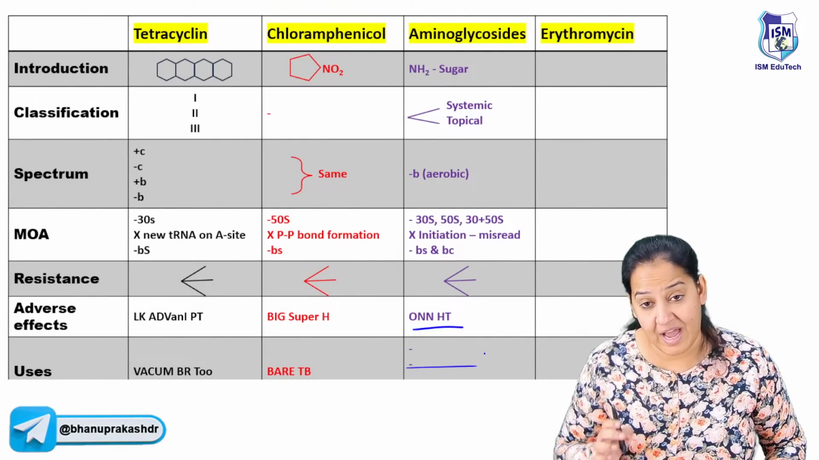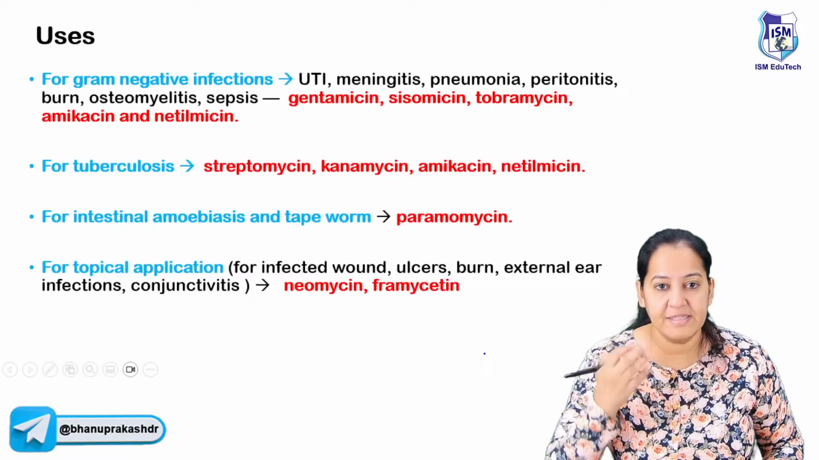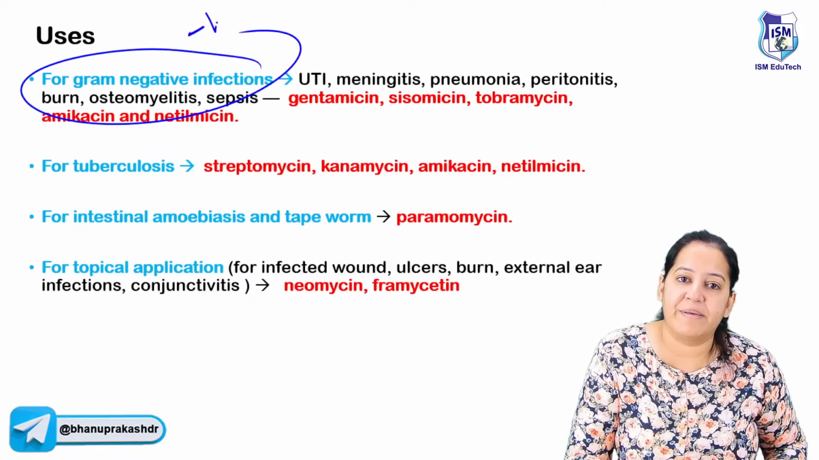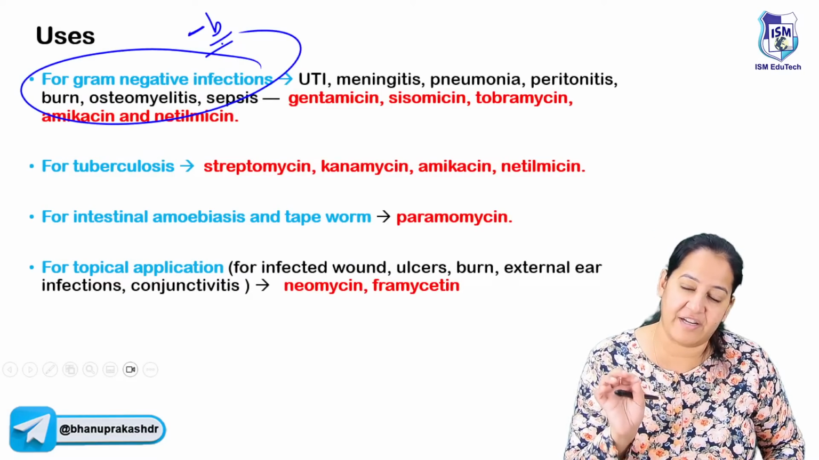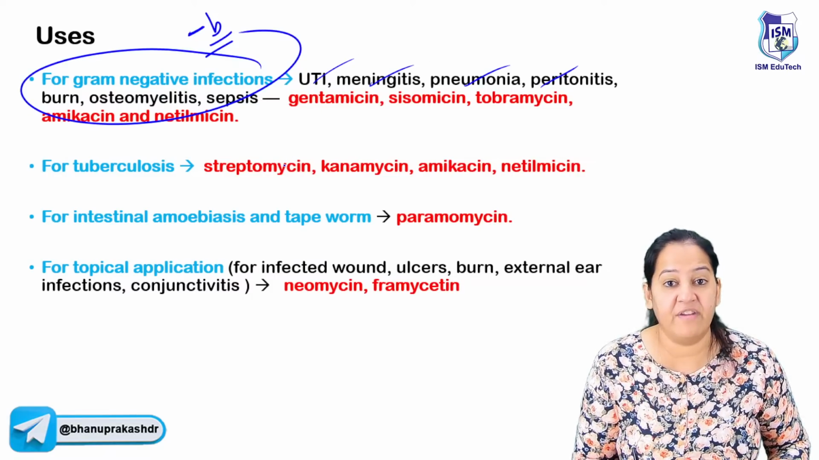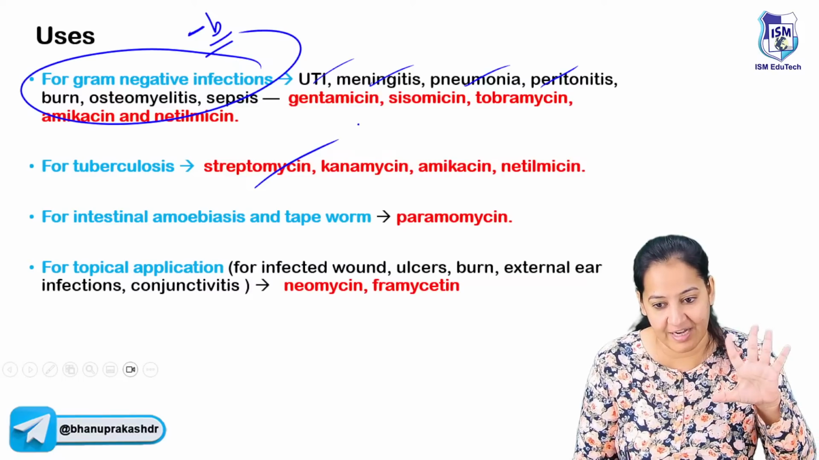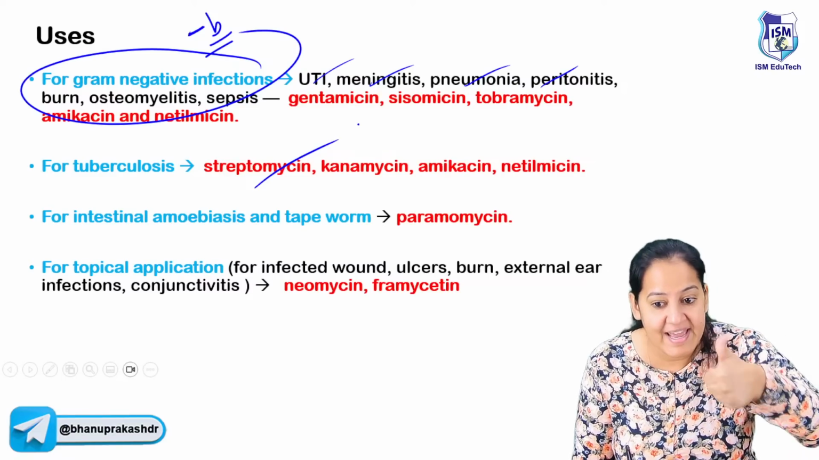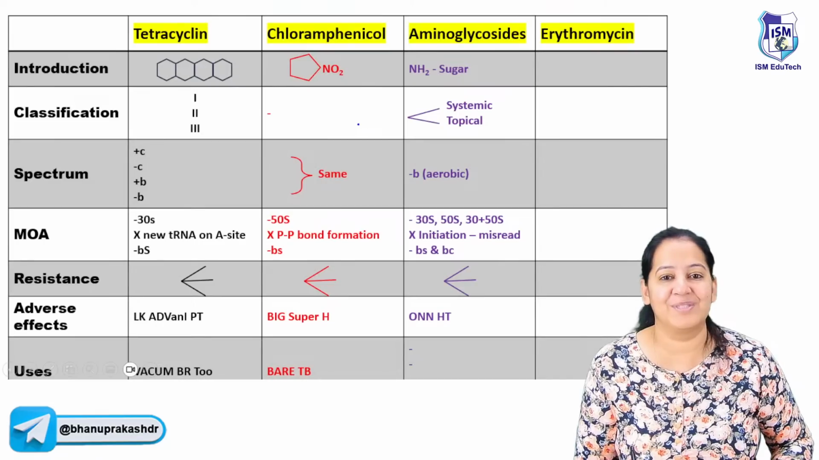And uses, I don't have any mnemonic unfortunately here. It is used for all gram-negative bacillus infections. I told you it is effective only for gram-negative bacilli. So all the gram-negative bacillus infections we give it. And we give it in TB also. In TB, the 5 drugs I told you, H, R, Z, E, S. The S is aminoglycoside. Okay, so it is used in TB also.